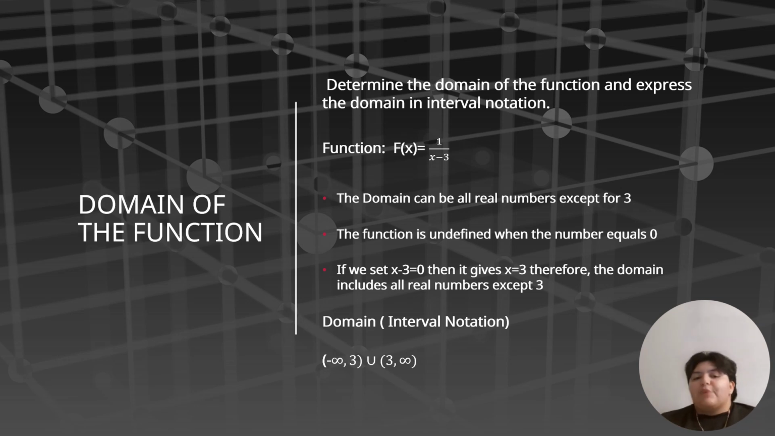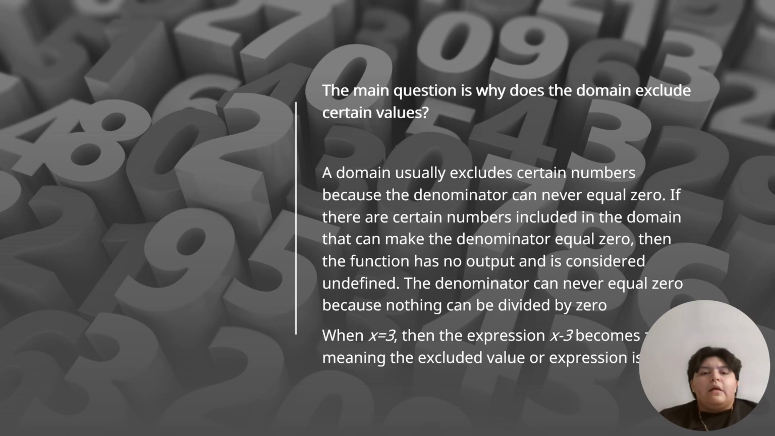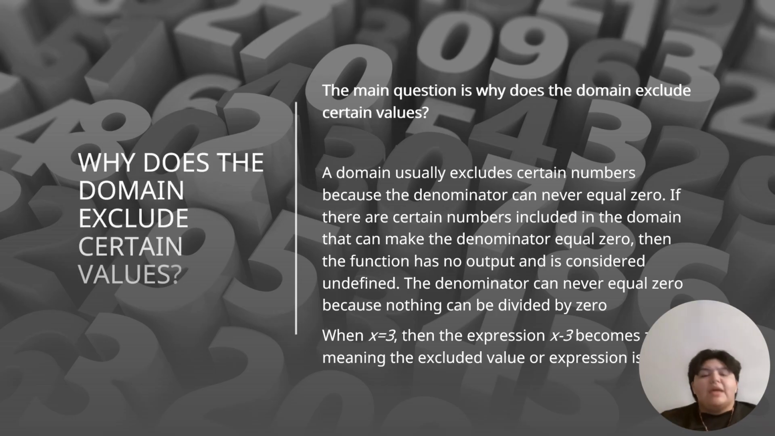When we express this in interval notation, it would be negative infinity to 3, union, which brings it all together, 3 to infinity. I'm going to go further in depth, and you're able to see on the graph why that is set up that way. So the main question is: why does the domain exclude certain values? Why is it excluding 3?